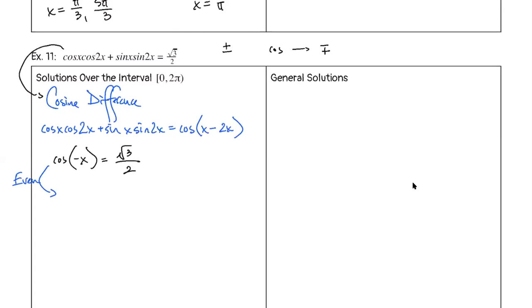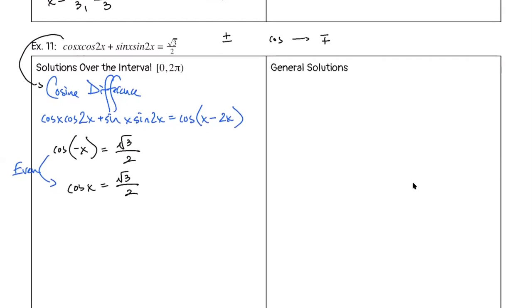So since this is even, that means we can say cosine of x is root 3 over 2. And now this looks pretty much like question 1 or 2, okay? Yes, it is. It is still root 3 over 2, okay?